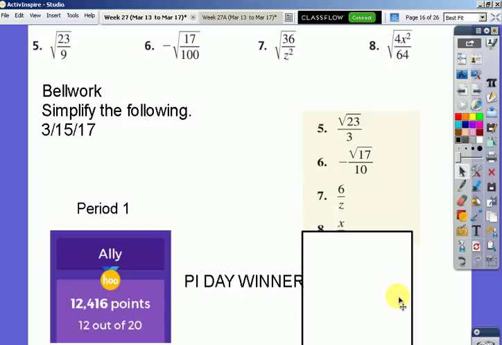Remember, with that negative, you want to keep it on the outside. We have a perfect square, number 7, on both the numerator and denominator, as well as number 8. The numerator has a 4, which is a perfect square, an x squared, which is a perfect square, and a 64, which is also perfect square. Now notice that on number 8, if you didn't quite get that, you probably didn't reduce all the way, and you want to reduce your fractions all the way.